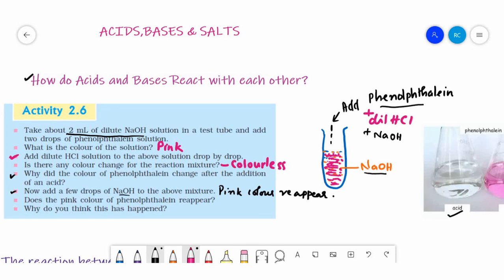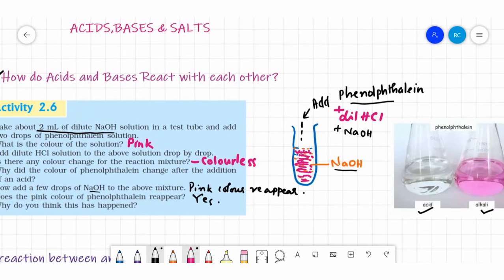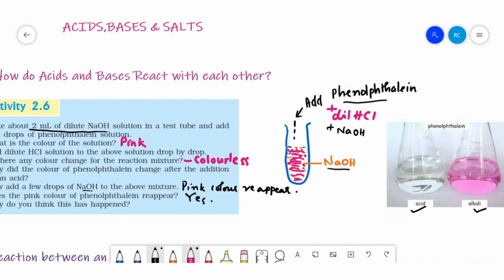Does the pink color of phenolphthalein reappear? Yes. Why do you think this has happened? Because already the NaOH is neutralized with the dilute HCl we have added. But in the solution you have phenolphthalein. When you add NaOH again, the pink color will reappear because phenolphthalein is pink in the basic media. So to explain this experiment, you should keep in mind that phenolphthalein is colorless in acid and pink in basic solution. This color change you should understand very clearly.